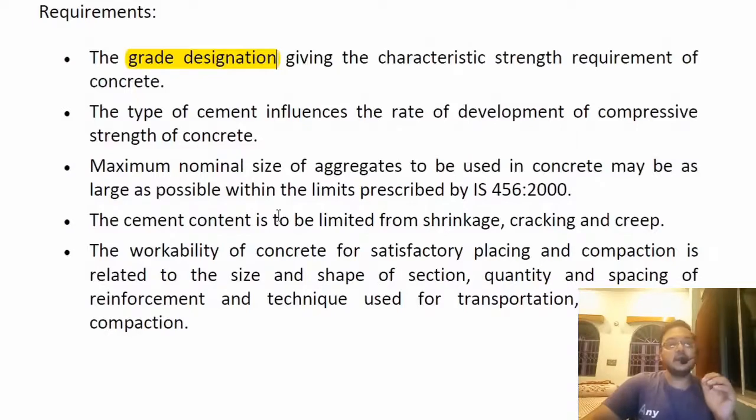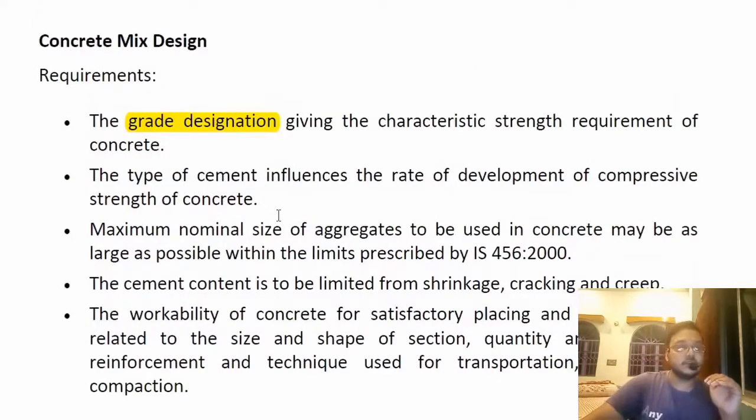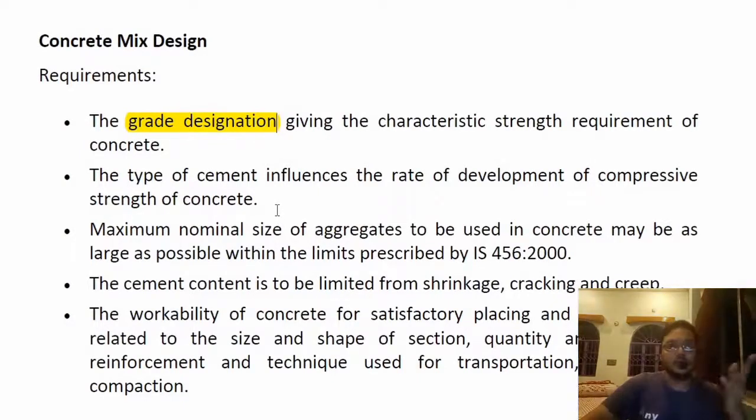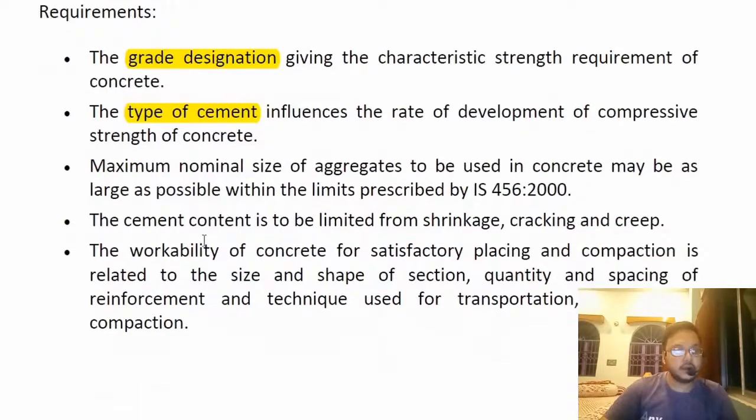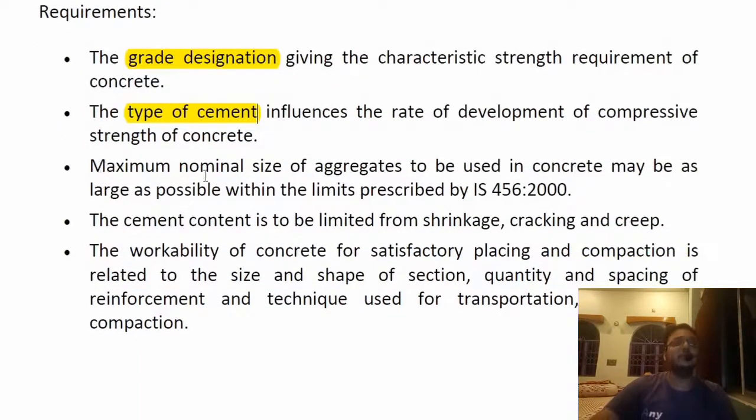Next is the type of cement, which influences the rate of development of compressive strength of concrete. As you know, there are various types of cements like PPC, OPC, and even OPC has various grades, or many other types of cements which you can learn about in the building material subject. These various types of cements provide various influences on the concrete which we are making. So we need to be sure about the type of cement we are using. The next important criterion is the type of cement that we are using.